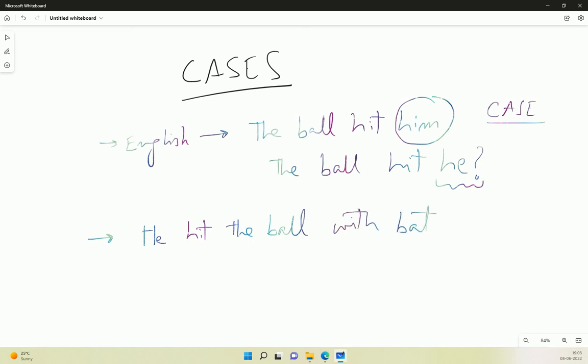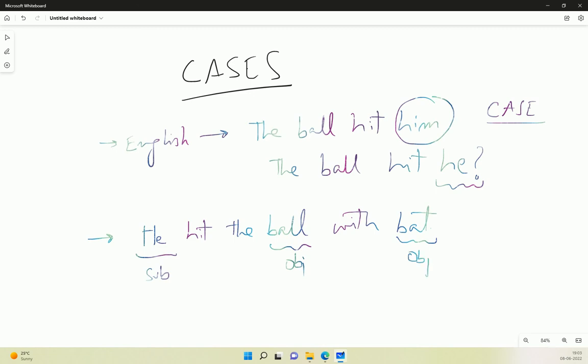Right. Okay. Now I would request everybody to please tell me what are the subjects in this sentence and what are the objects in this sentence. Give a try, please. I think the subject is he, and the object is the ball. And what about the bat? The bat also.